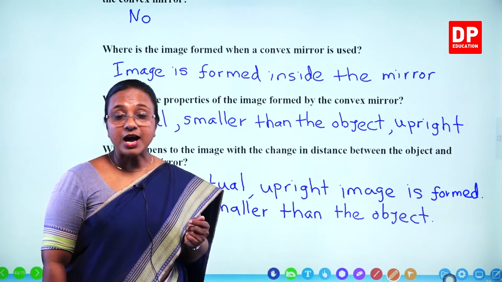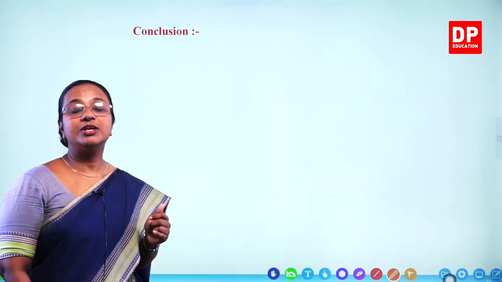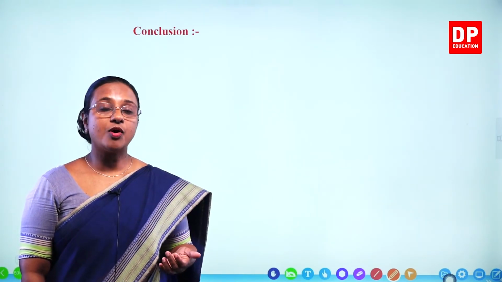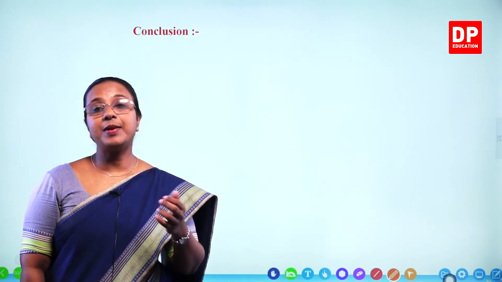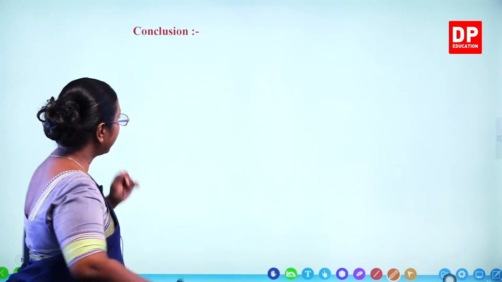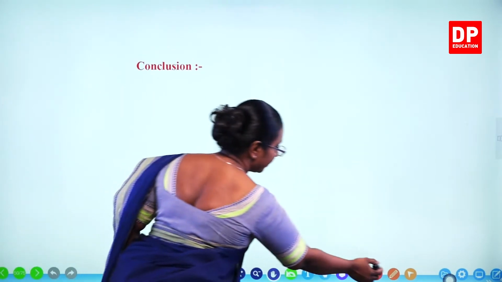Now that you have understood the nature of the image, now we will see what we can conclude from the activity. What can you conclude? The convex mirrors always form virtual upright images that are smaller than the object. That is the conclusion that we can get from this activity.